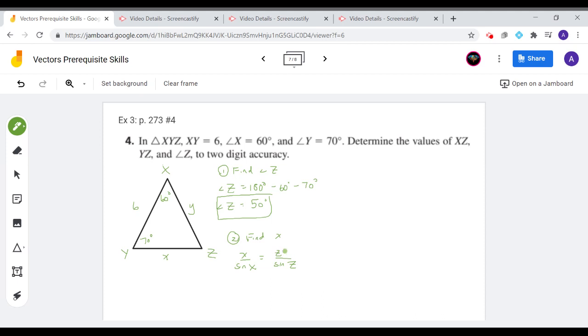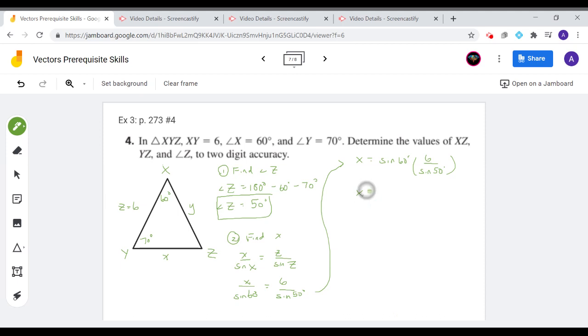And I already know the length of side z and the measurement of angle z. So side little x we don't know, but we know angle x is 60. Side little z is 6, because it's across from angle z. And angle z, we just found out, is 50 degrees. So we can say that side x is equal to sine 60 times 6 over sine of 50. Remember to include your angles with the sine. It's not just 6 over 50, it's 6 over sine 50.